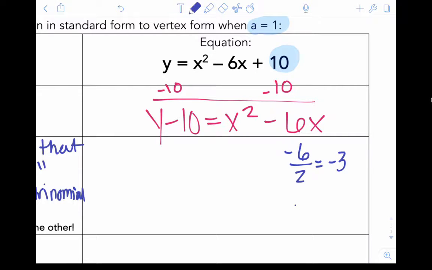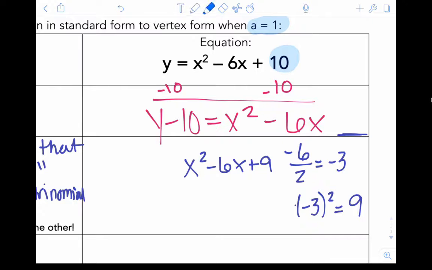And then in order to get the c value, I need to square that. So I need to take negative 3 squared, which is positive 9. So I want to write that at the end to complete the perfect square trinomial. So I have x squared minus 6x plus 9. So I added this last part.